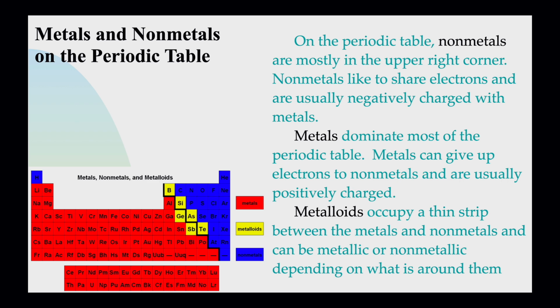There is a little series of yellow elements called metalloids. Metalloids can act both as metals or nonmetals, depending on what's around them. So nonmetals are easy. They like to take electrons, share electrons. Metals like to give up. The metalloids can do both, kind of depending on what's around them. We're not going to deal so much with metalloids, but if you do run into a metalloid, sometimes you'll see those expressed in multiple systems.